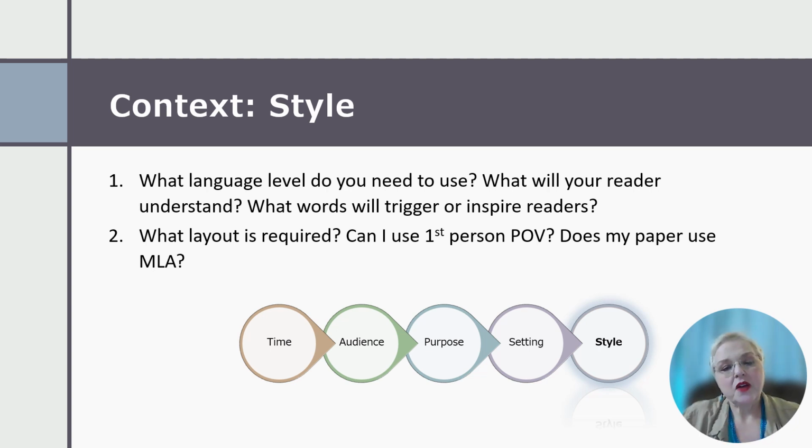So when you're thinking about language, think about what level do you need to use. Even though everyone must be able to read at a collegiate level, there are still subtleties in differences if you're writing to a particular audience that is used to a formal type of language, or a group that's not. What will your reader understand? What words will trigger or inspire them? Those are also important aspects of language.